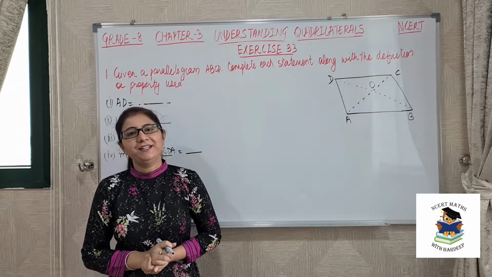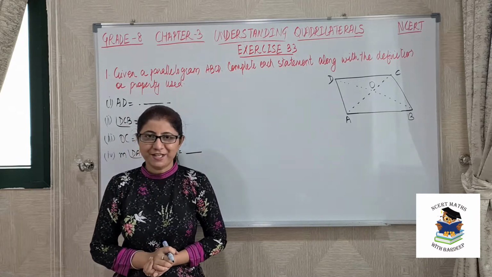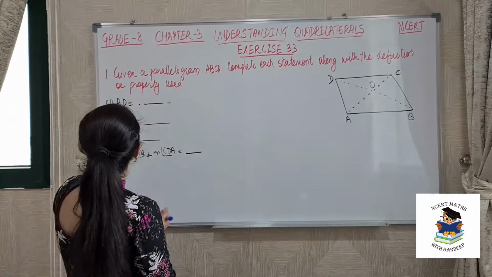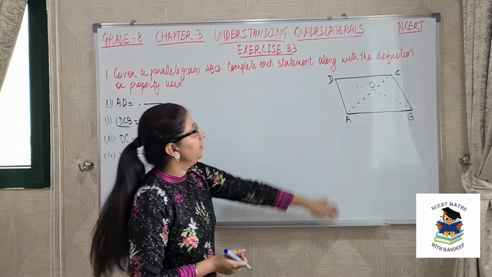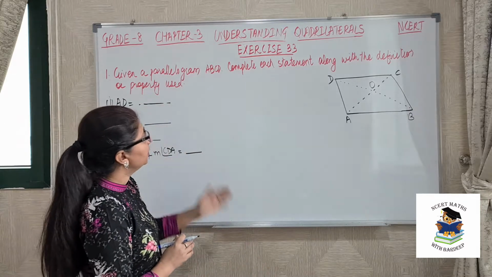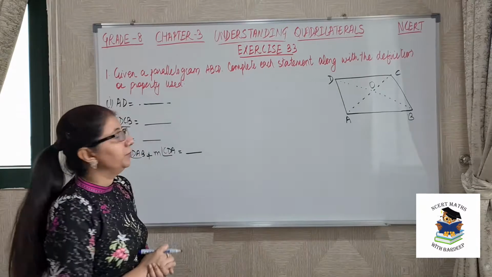Today we are going to start exercise number 3.3 of chapter 3, that is understanding quadrilaterals. So let's see the first question. Given a parallelogram ABCD, so this parallelogram is given to us. Complete each statement along with the definition or the property used.